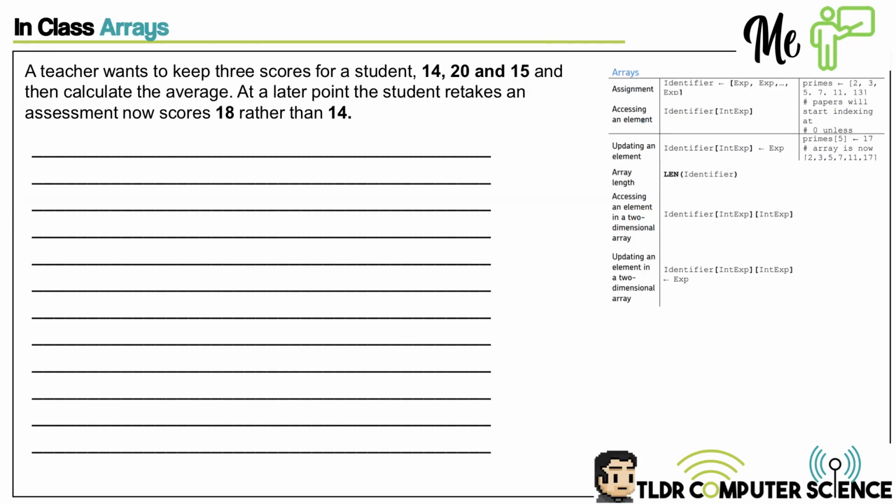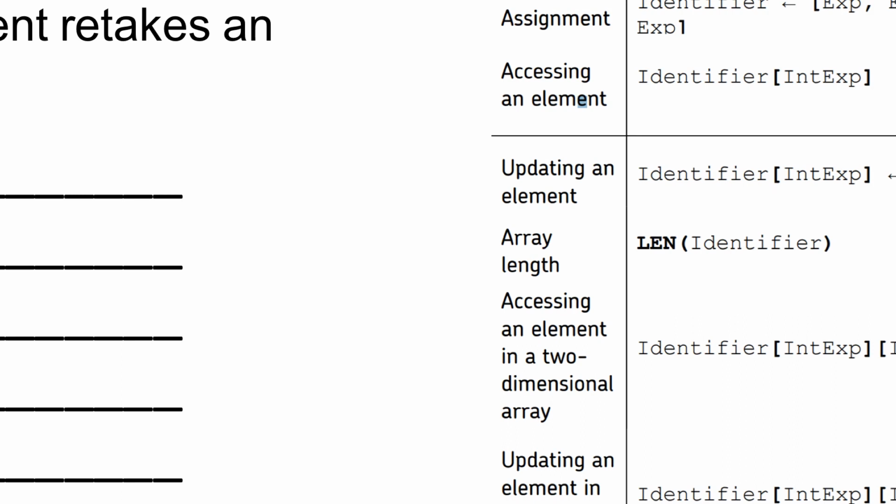This one is now using the idea of arrays. A teacher wants to keep 3 scores for a student, 14, 20, and 15. I want to take a moment, because we haven't talked about arrays for a little while. Remember, arrays are just storing a sequence of variables, and you can imagine it in some box like this, where we can be storing a bunch of different values. So I could be storing 9, 26, 3, 9, and instead of a separate variable for each individual score, this could just be one variable called scores.